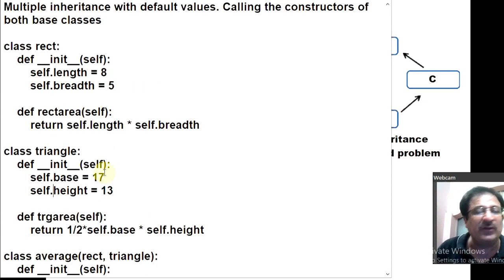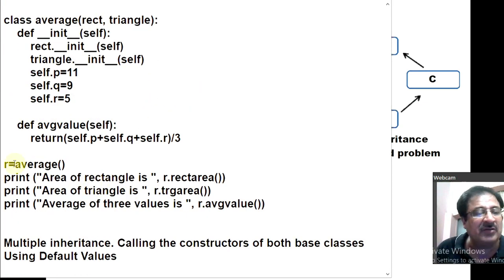Here I am using the default values. Okay, now let's see how. This is the object R of the average class, right? How many arguments are here? None. So obviously Python will look for a default constructor in the average class.